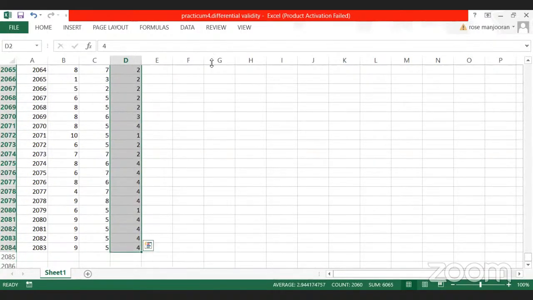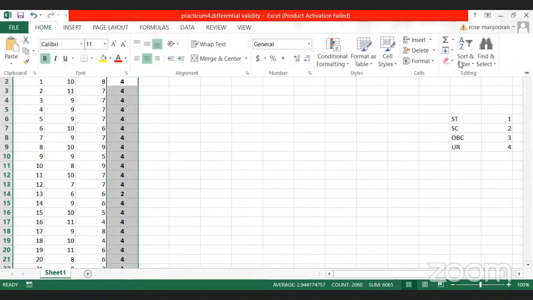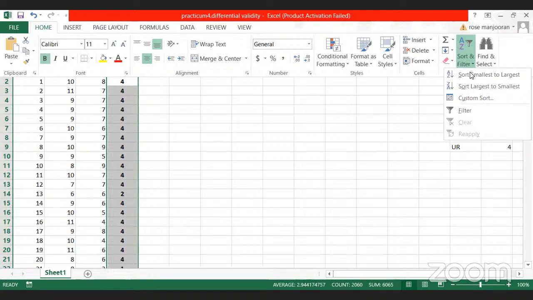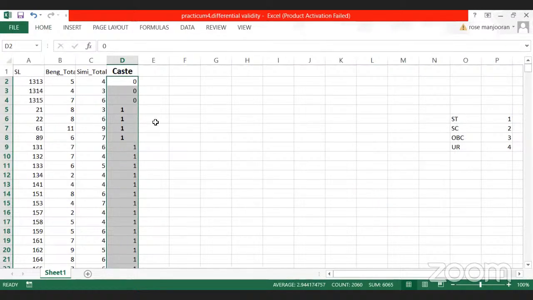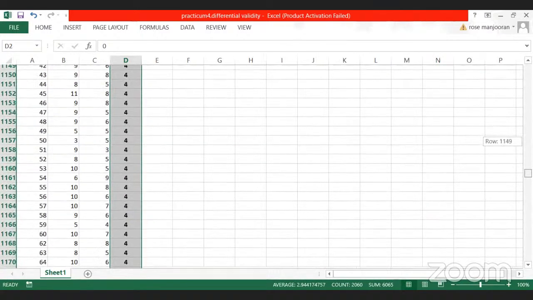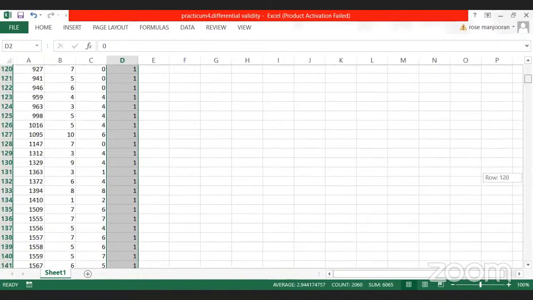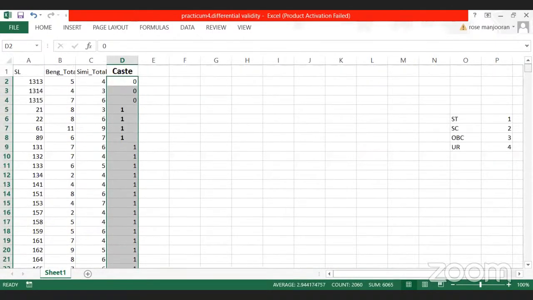So we have selected it. Now, here we can see an option, sort and filter. So what we are doing here is we are sorting from smallest to largest. Can you see this one? It is arranged 0, 1, then here 2 will come, 3 will be there and 4 will be there. So we have sorted it based on the caste from smallest to largest.